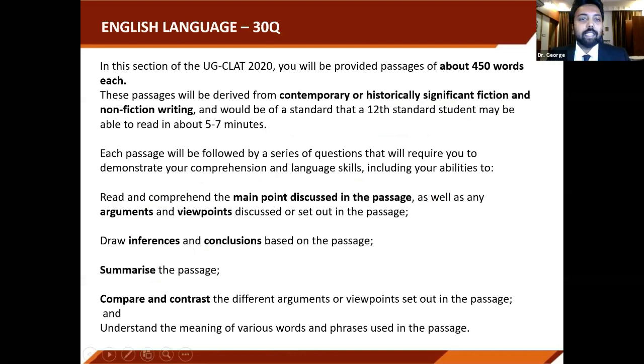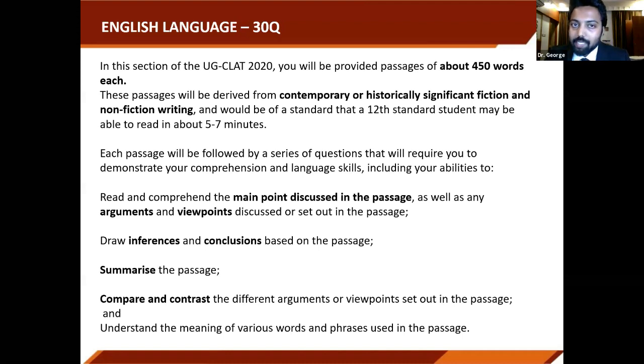What it means is last year's, which is CLAT 2020, had about, out of the 150, 30 questions on English language. And if you take a look at the question paper, it takes you about 5 to 7 minutes to read a passage, right? So you really need to practice and be quick with reading, understanding, grasping, and figuring out what the question really is and what you're expected to choose.